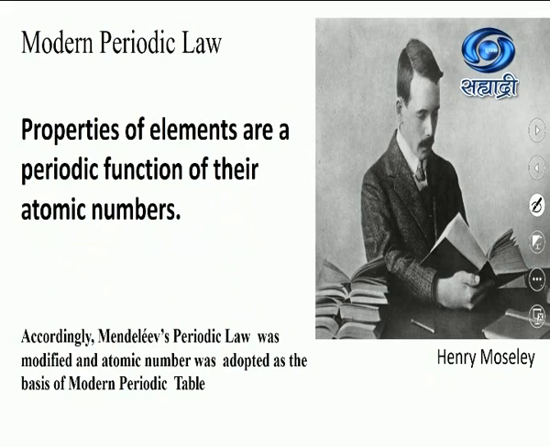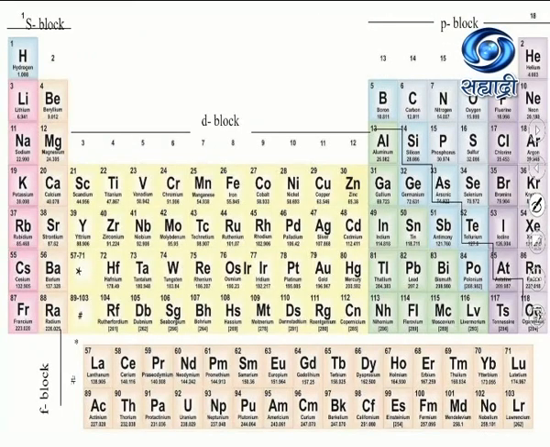So what does the modern periodic law state? It states that properties of elements are a periodic function of their atomic numbers. Accordingly, Mendeleev's periodic law was modified and atomic number was adopted as the basis of the modern periodic table. So this is the picture of the modern periodic table.